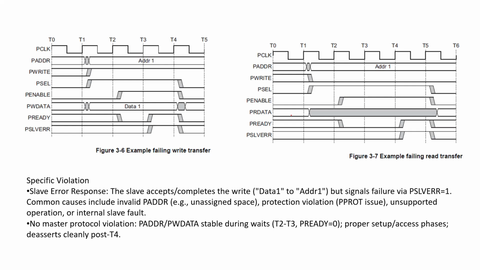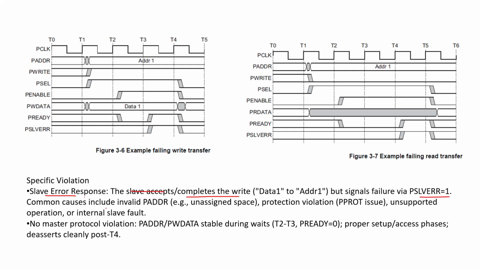Say this is the slave error signal representation while writing and reading transfers. Whenever PREADY is high, after that we are maintaining the slave error signal should be high. So slave error means that when you are giving some specific violation, a slave error response, that means the slave accepts or completes the write, data 1 to address 1. But on signal failures, PSLVERR should be 1.